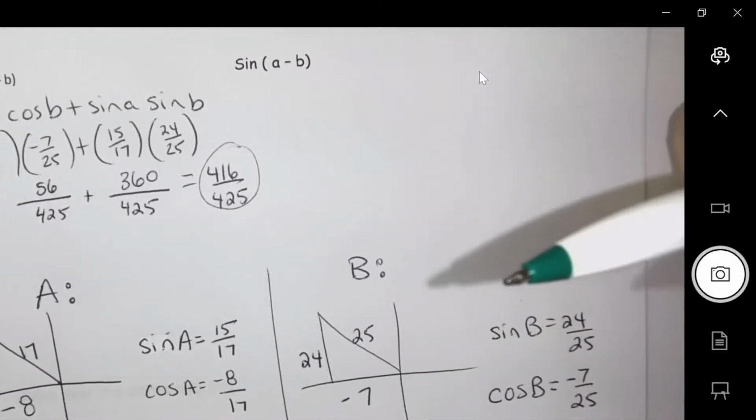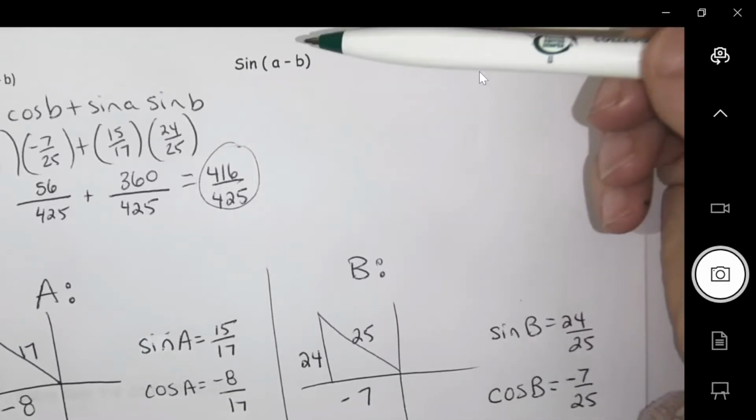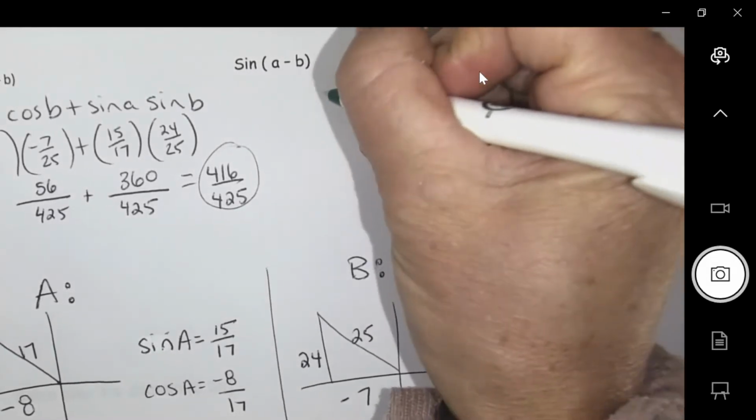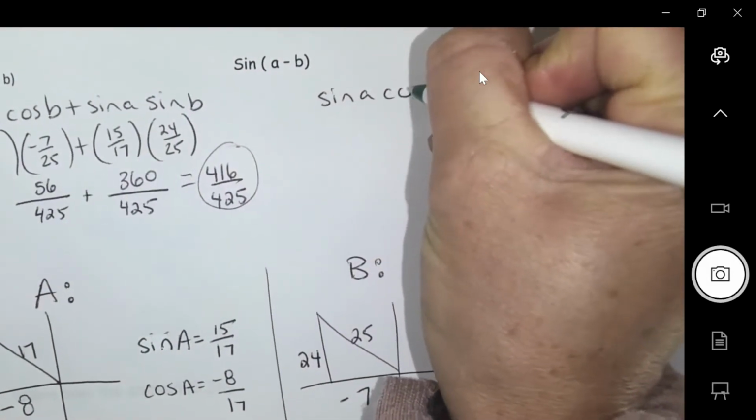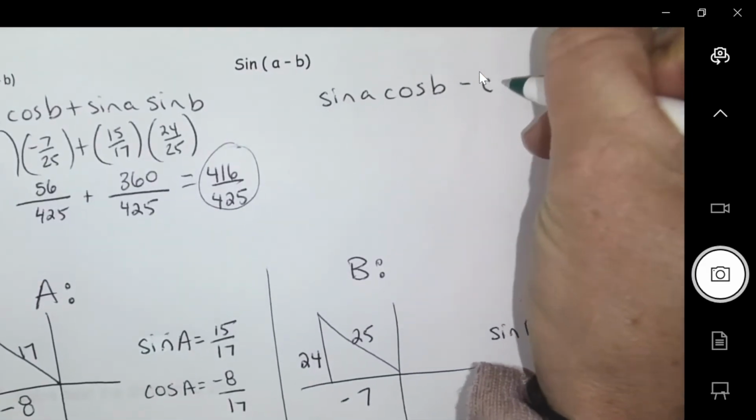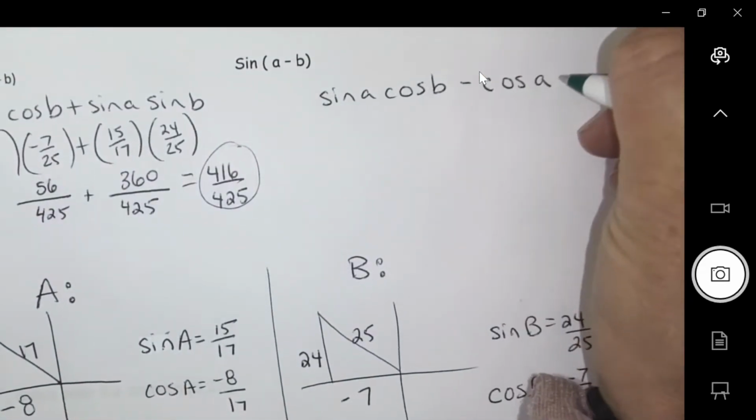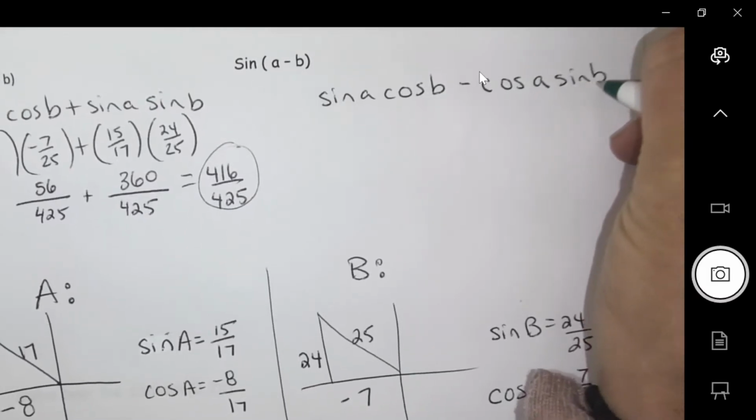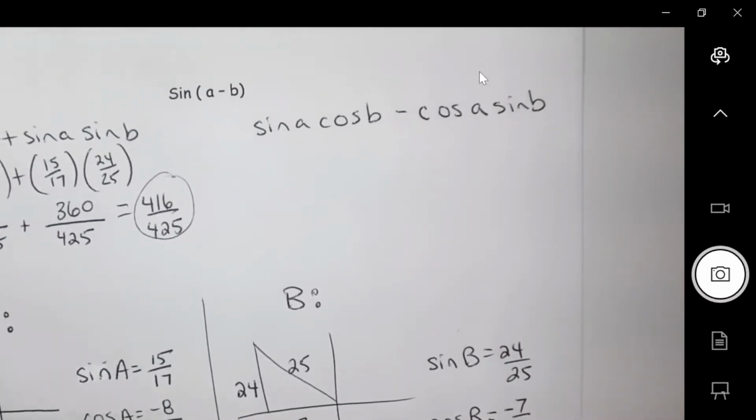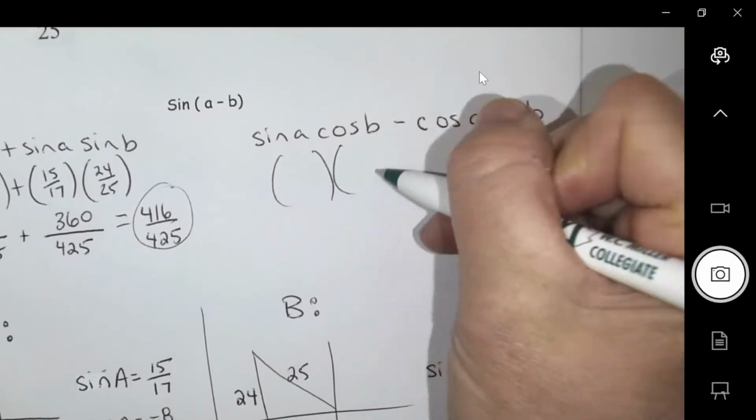Okay, so now basically do the same thing. Sine A minus B. Find your formula. And I'll let you finish this one on your own. Find your formula, replace, and finalize.